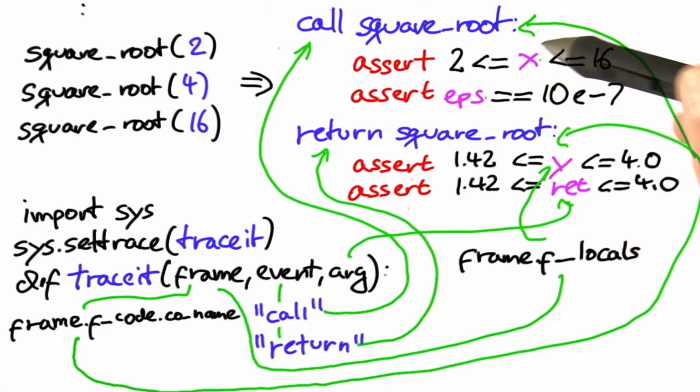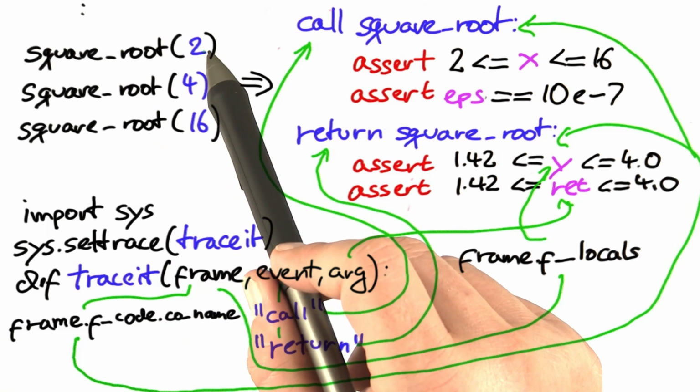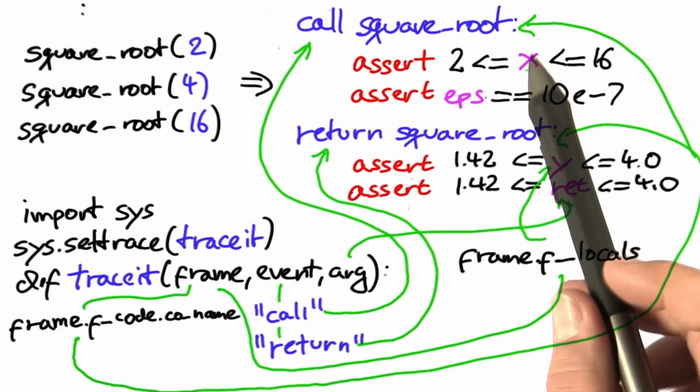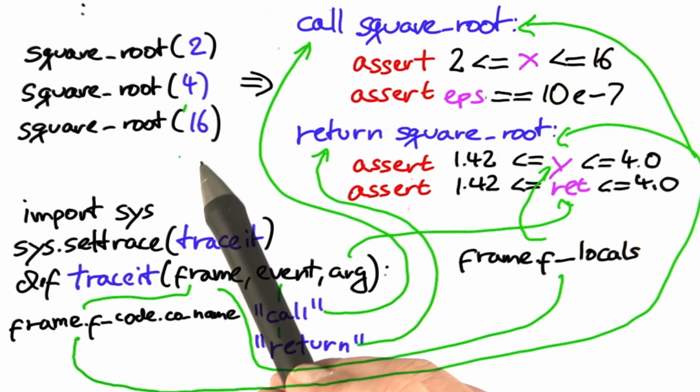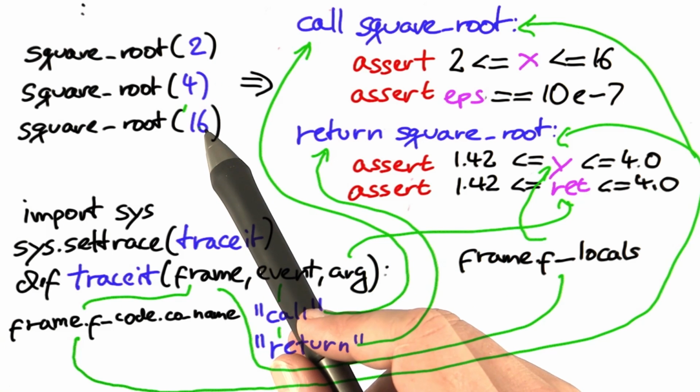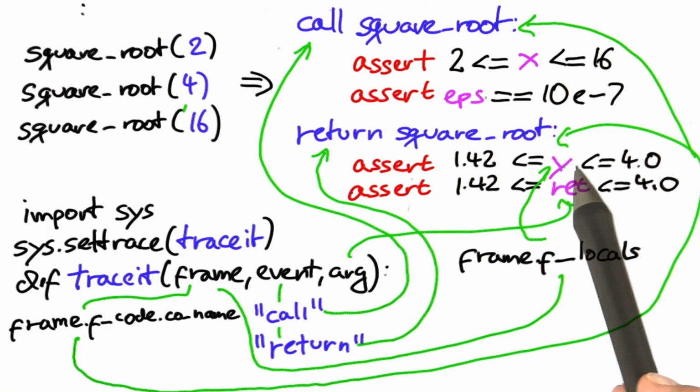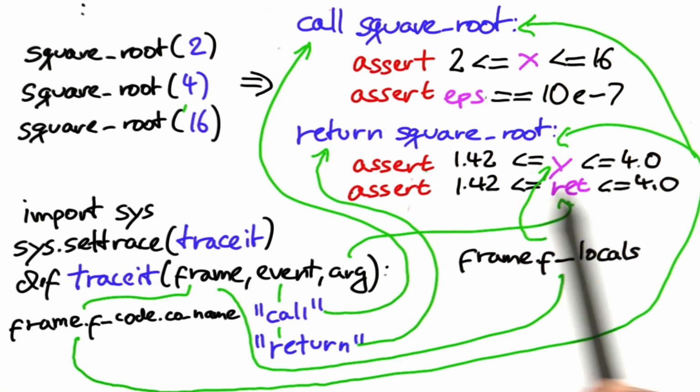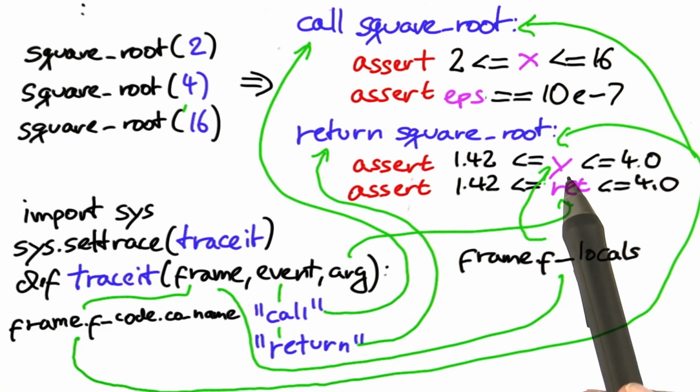So in the beginning, first run, square root of 2, x is just 2, then x is between 2 and 4, and then x is between 2 and 16. Likewise for y, where the square root gets expanded over time. Likewise for the return value, where again the range of return values extends as more and more runs are observed.